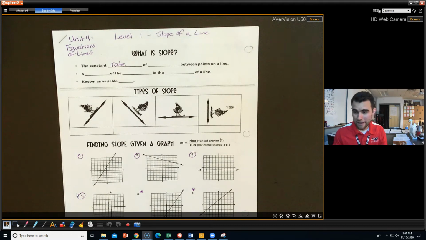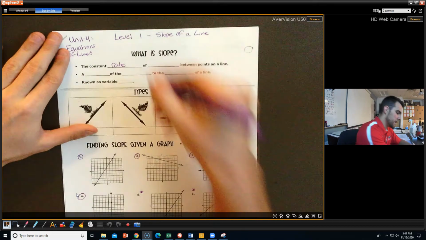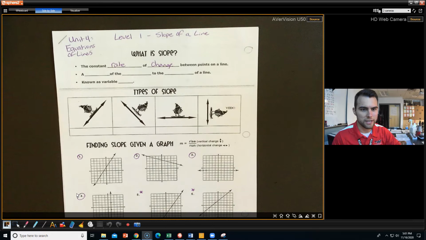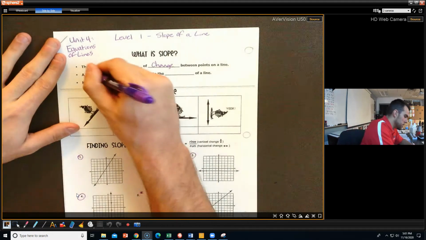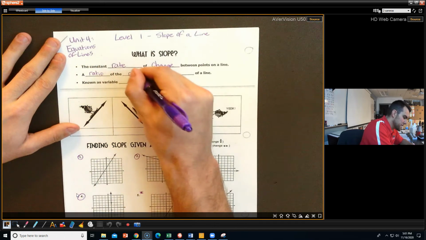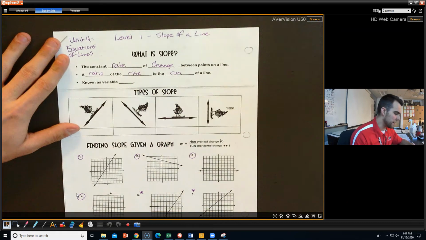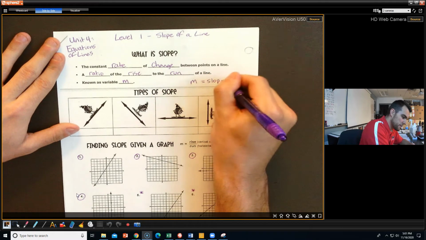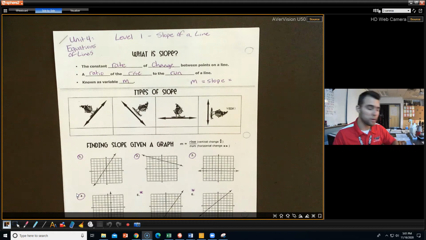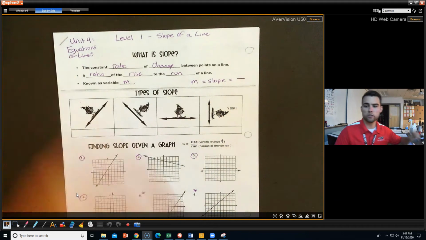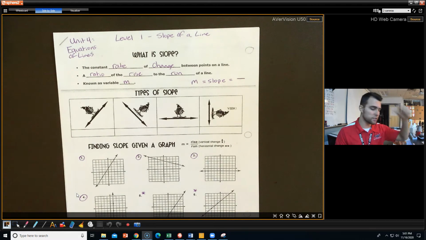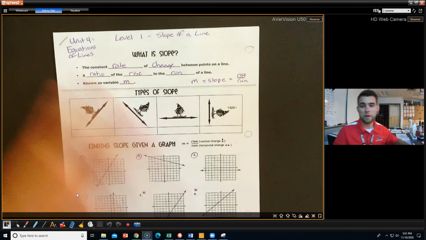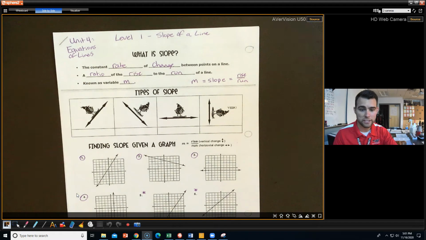What is slope? In math, it is the constant rate of change between points on a line. We're going to talk about what that is very shortly here, rate of change. And it is a ratio of the rise to the run of a line, known as variable m. So m is basically just our slope. And it's a ratio of the rise over run. So a ratio is basically two numbers being compared through division, like a fraction. We're going to talk about what rise over run is and what rate of change is.